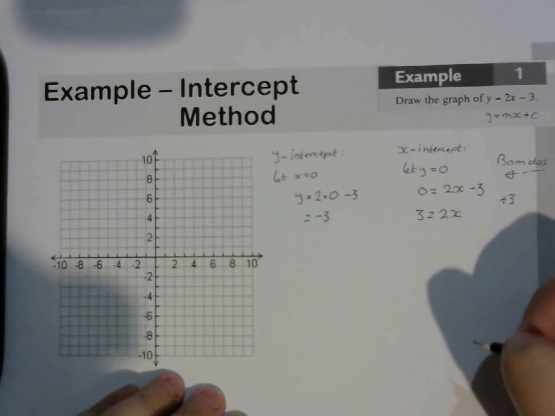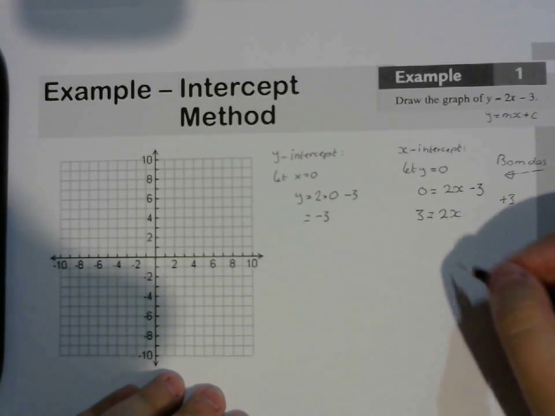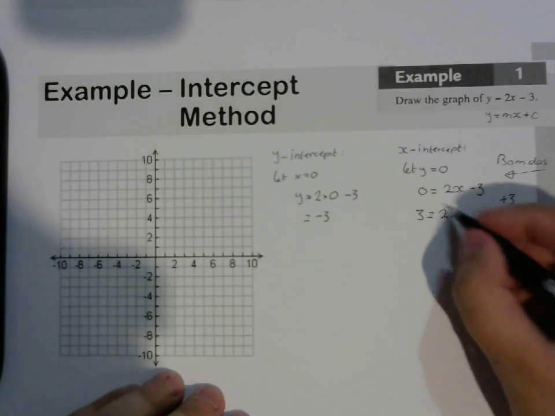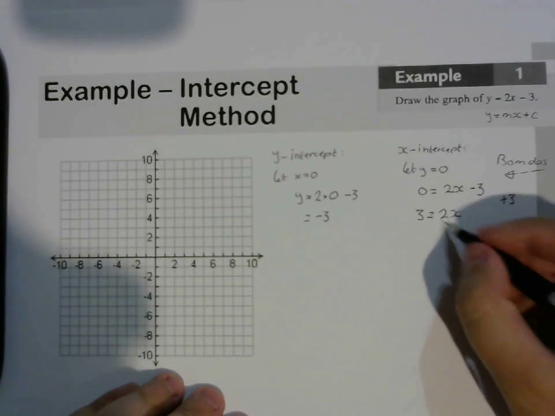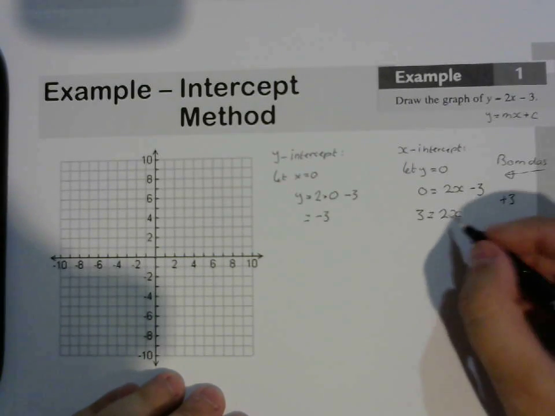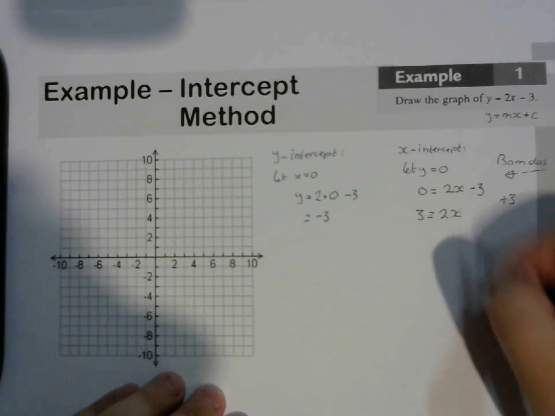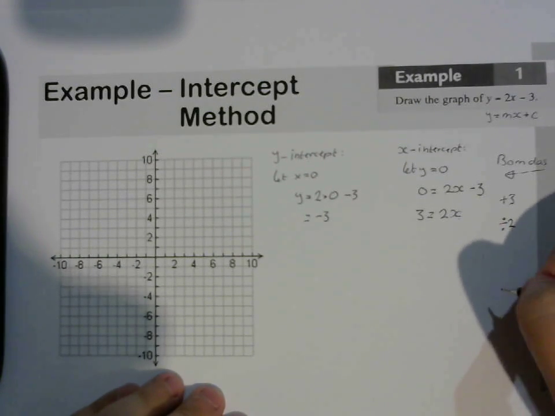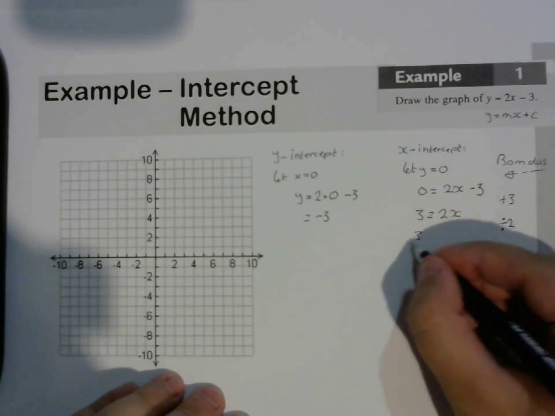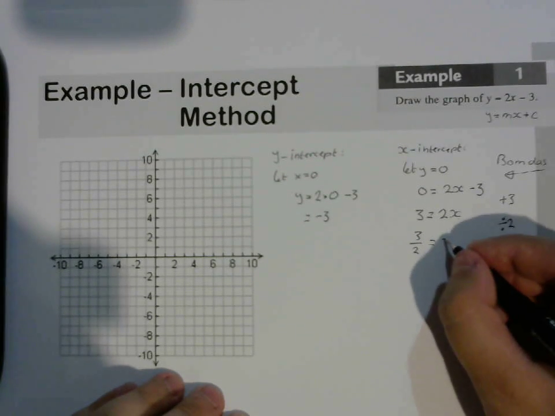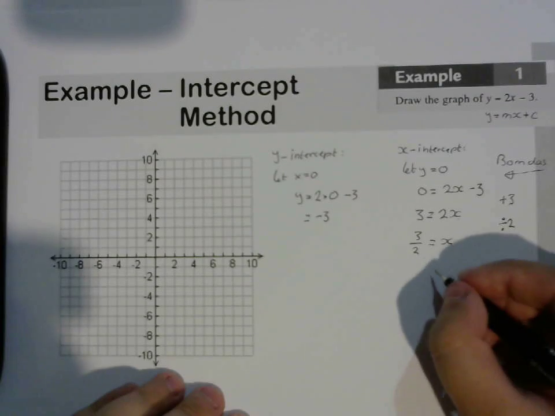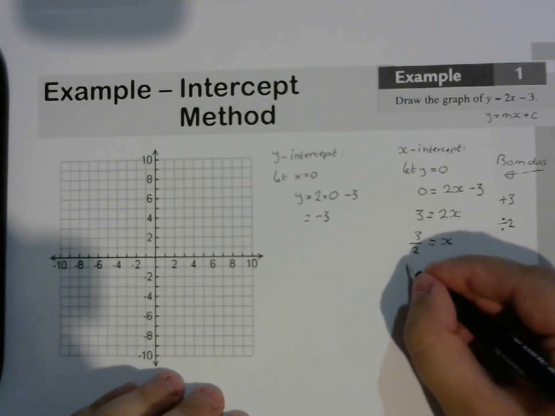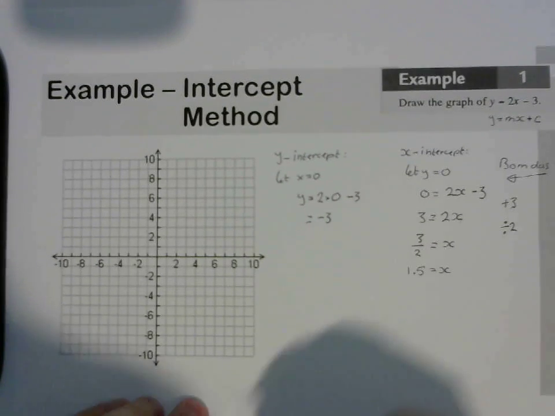Now we want x by itself. We want to make x the subject. We need to get rid of this 2 at the front. So we've got 2 times x. The opposite of times 2 is divide by 2, so we're going to divide by 2 on both sides. We're going to have 3 divided by 2 equals x, and 3 divided by 2 is 1.5.